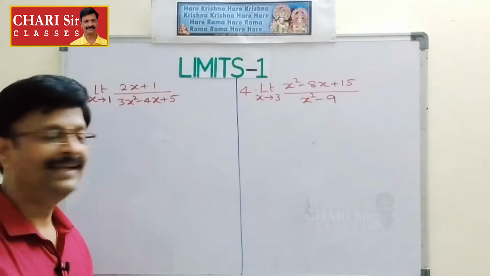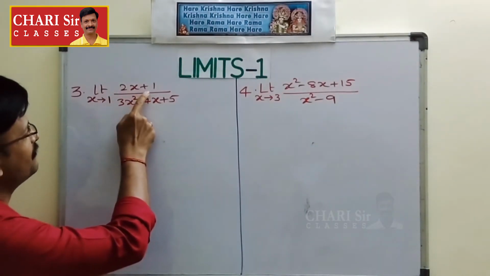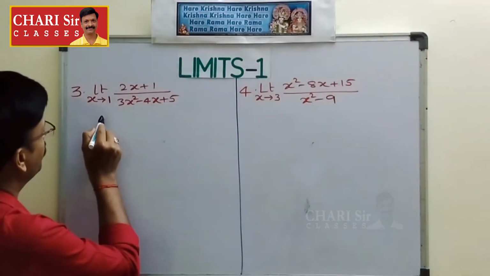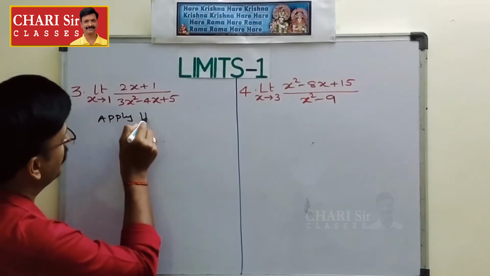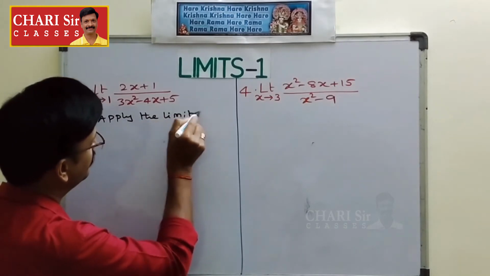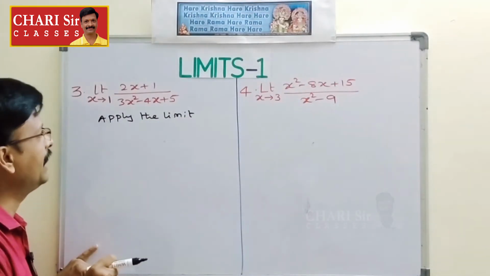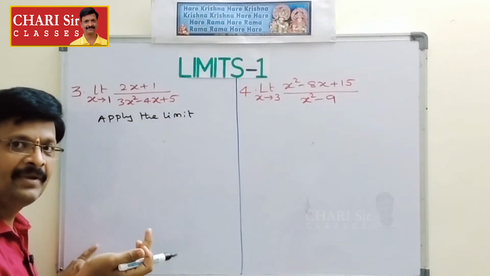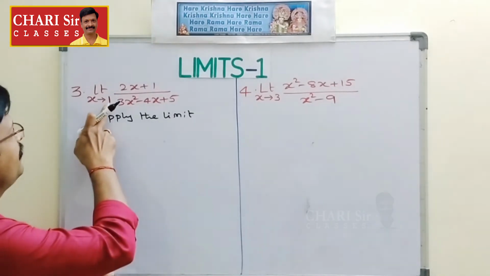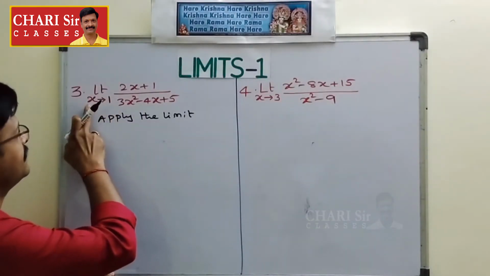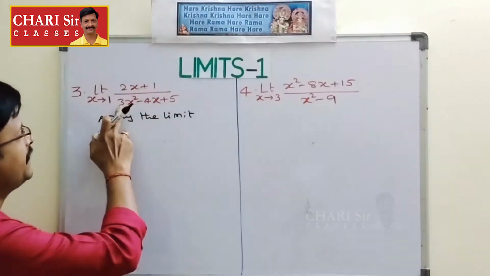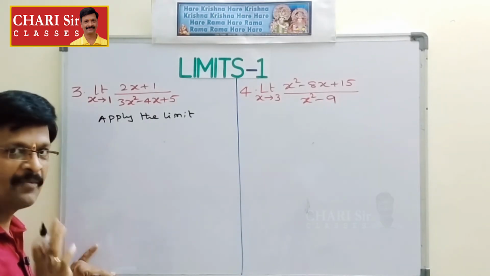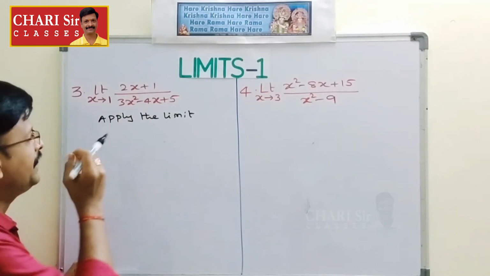Question number 3, it is given that limit x tends to 1, (2x plus 1) by (3x square minus 4x plus 5). Let's apply the limit. Before applying the limit, just check whether the denominator is equal to 0 after applying the limit or not. When you apply x tends to 1 in this denominator, this becomes 3 minus 4 plus 5. 3 plus 5 is 8, 8 minus 4 is 4. Denominator is not 0. Therefore, directly we can apply the limit.